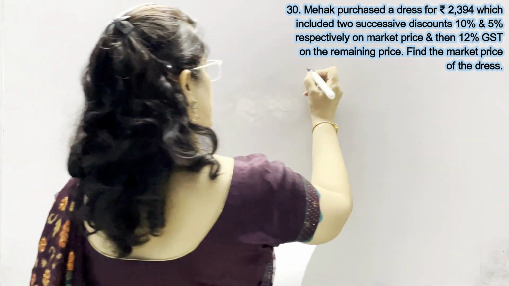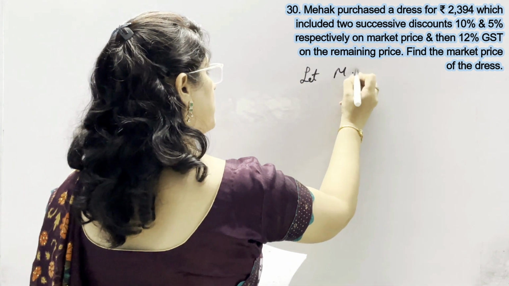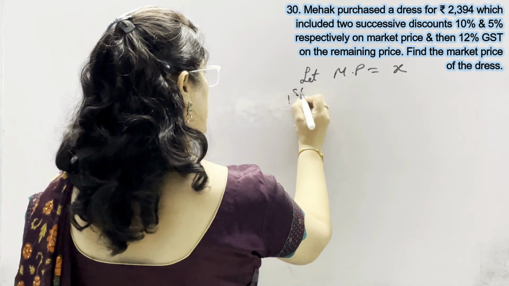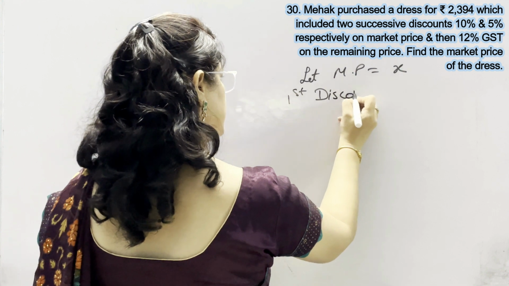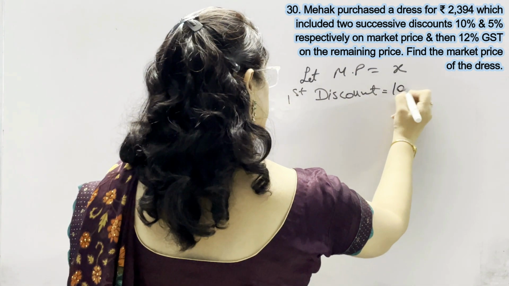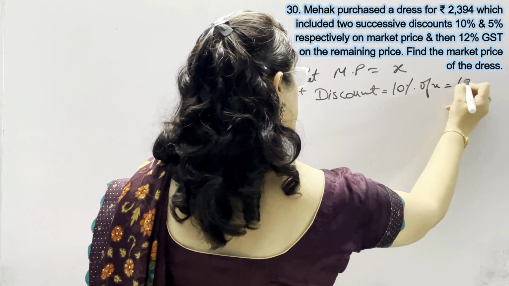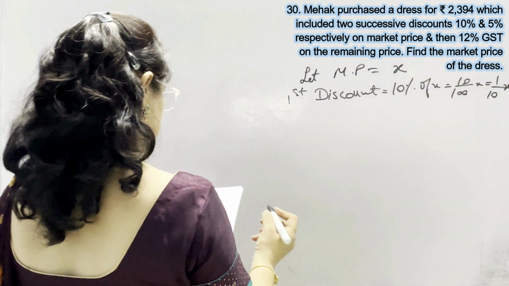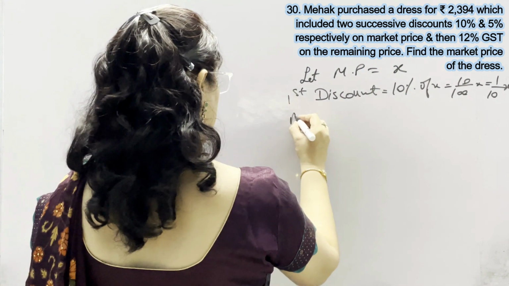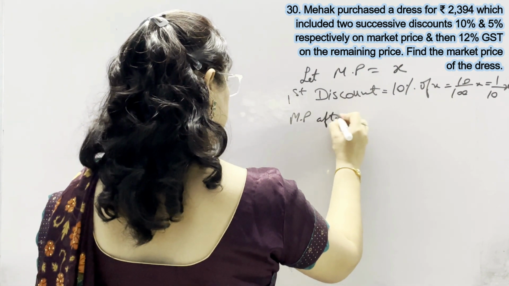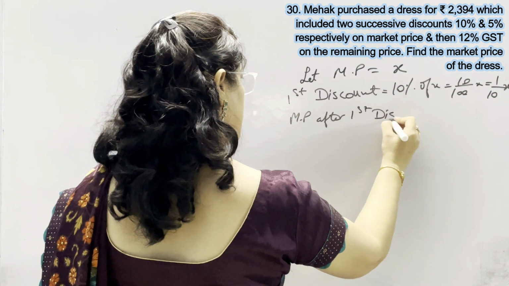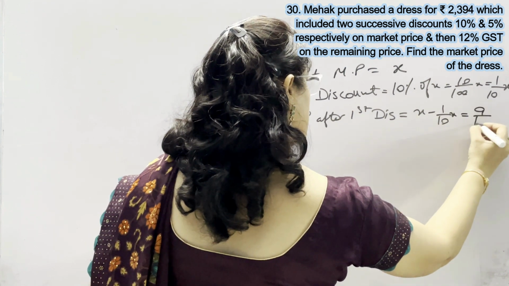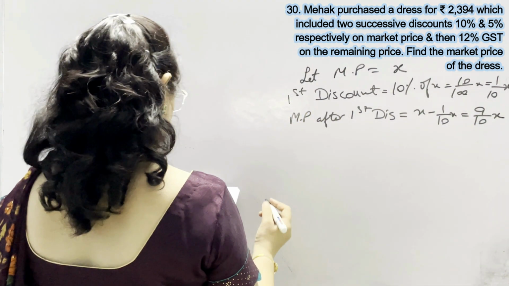So here we have to assume, let marked price of the dress is rupees X. Now value of first discount given as 10%. So 10% of X is 10 upon 100X. It means 1 upon 10X. So price after first discount is equal to X minus 1 upon 10X. It means 9 upon 10X.